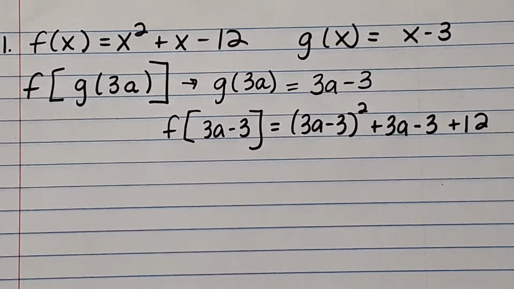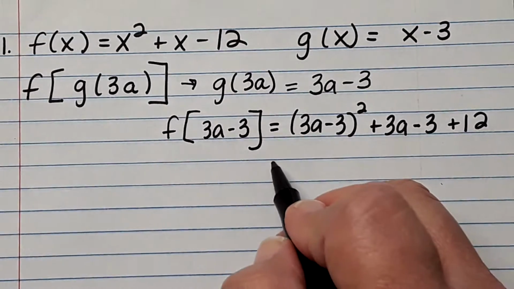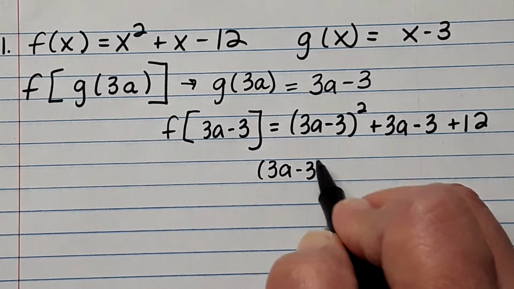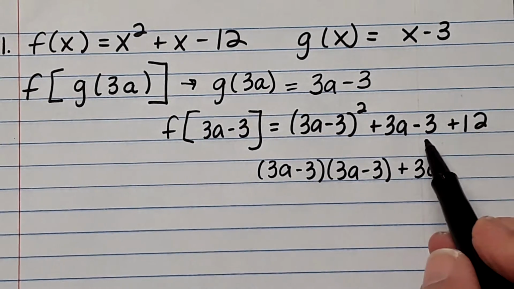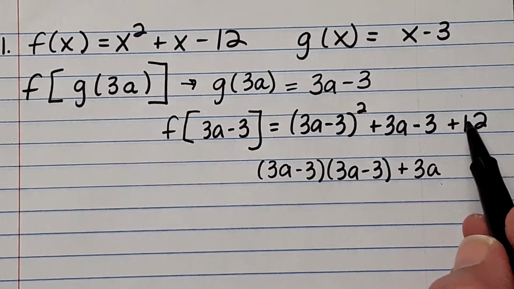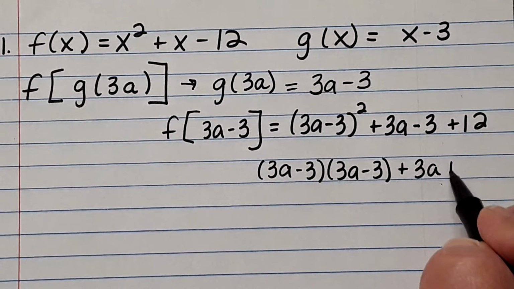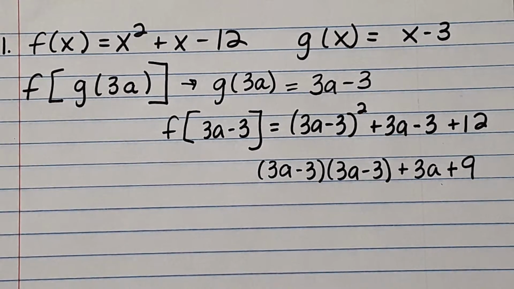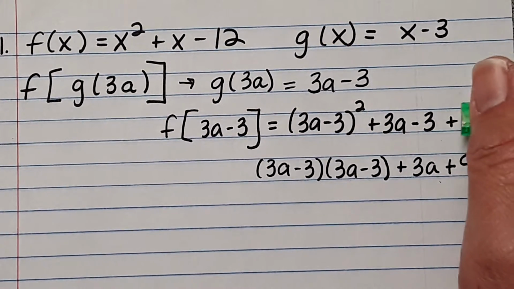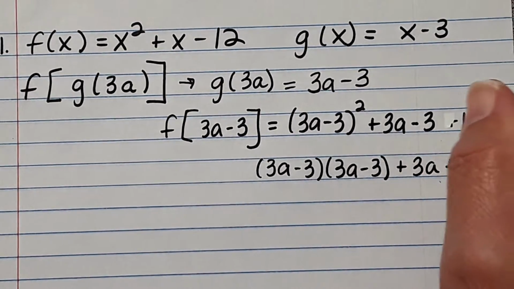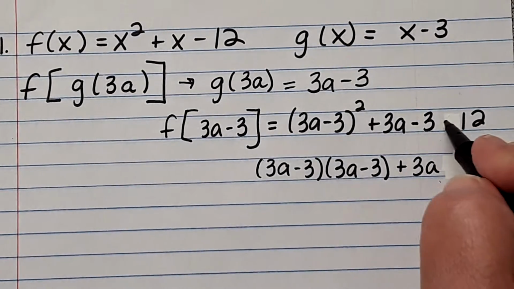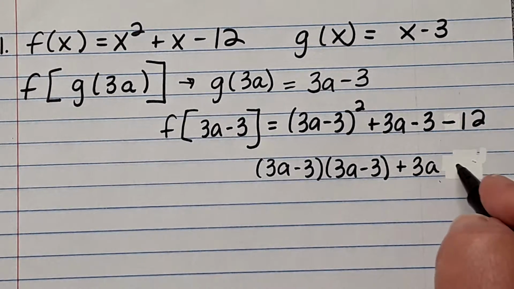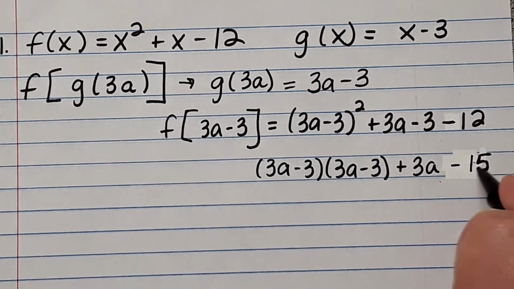This is kind of a long one, but this is how you do it. So remember, this becomes 3a minus 3 times 3a minus 3 plus 3a, and let's just go ahead and combine our negative 3 plus 12. What is negative 3 plus 12? Nine. Is it negative 12? Yep, sure is. So negative 3 and negative 12 is negative 15. There we go.